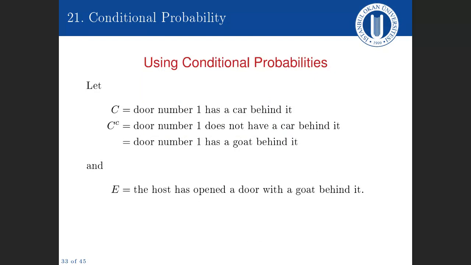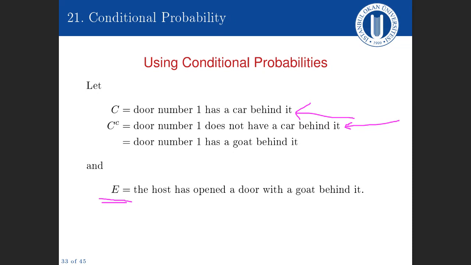Let's solve this problem a third different way. Let's use conditional probabilities. This is perhaps a little bit tricky, but let's see if you can follow this. Let C be the event that door number 1 has a car behind it, and let C complement be the event that door number 1 does not have a car behind it. In other words, let C complement be the event that door number 1 has a goat behind it. Event E, we're going to call the event that the host opens a door with a goat behind it.